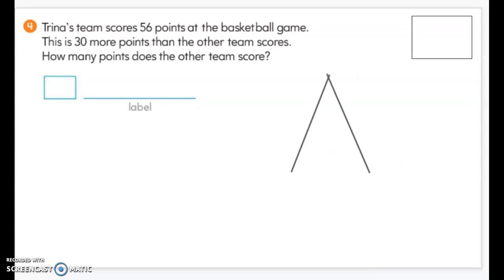All right, the next one. Trina's team scores 56 points at the basketball game. This is 30 more points than the other team scores. How many points does the other team score?